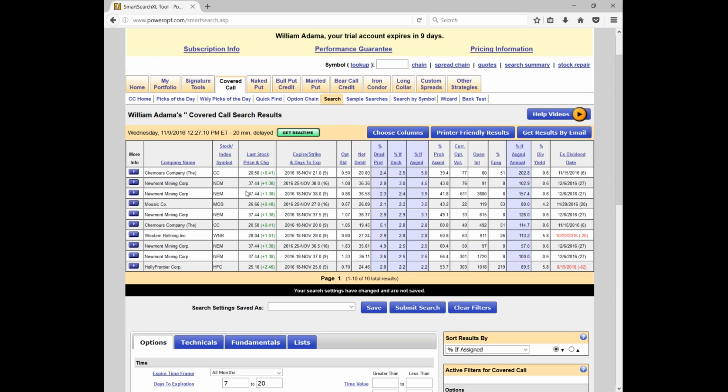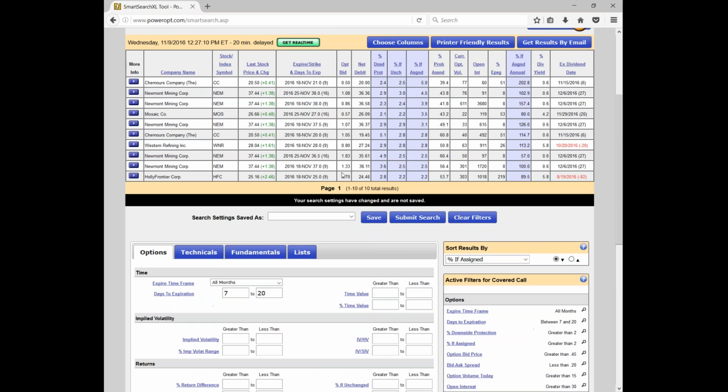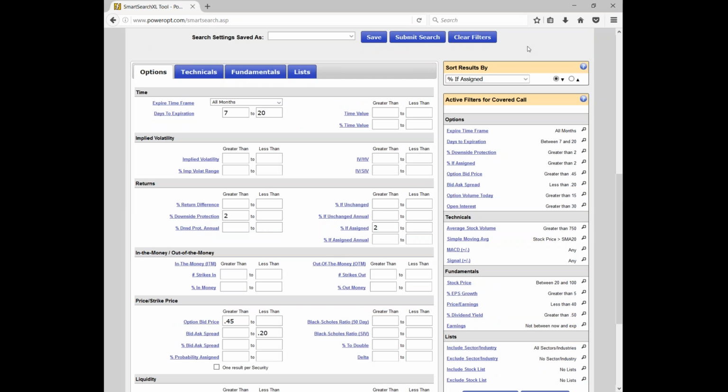Okay, so now CC is still there at 20.50, but we've got Newmont Mining, Mosaic, Western Refining, and Holly Frontier Corp that are listed in our criteria. I just wanted to pause for a moment. Now think about this. There are 10 total results that match our criteria that pay at least a dividend. We didn't restrict out of the money, but we could easily do that. Just look for the out of the money or the in the money based on your requirements.